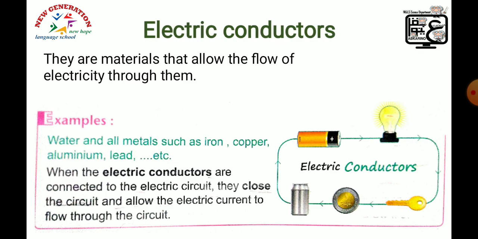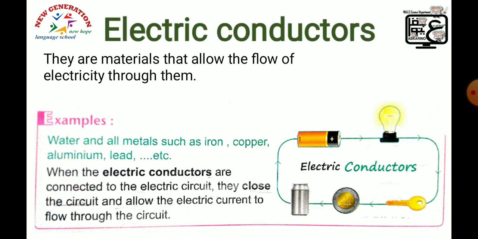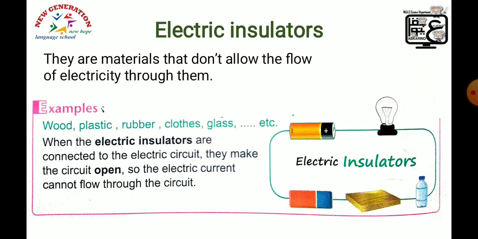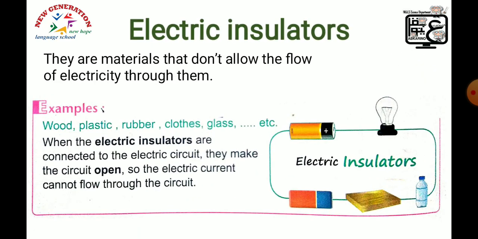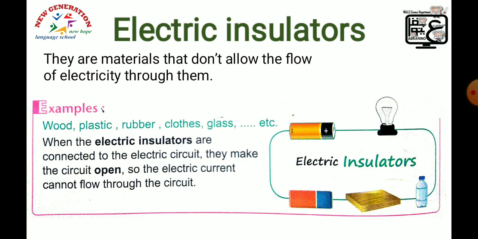And now we're gonna talk about the electric insulators. They are materials that do not allow the flow of electricity through them. It's so easy. They are materials that do not allow the flow of electricity through them. For example, wood, plastic, rubber, clothes, and glass.